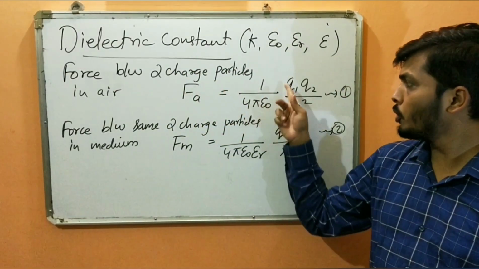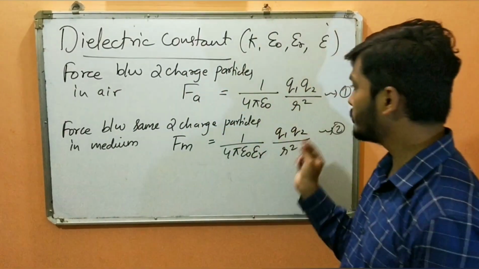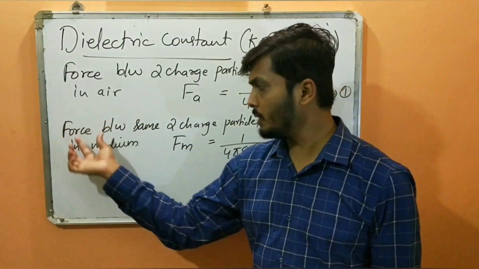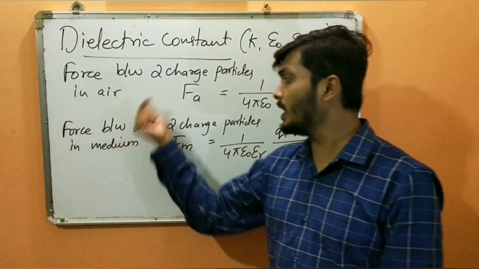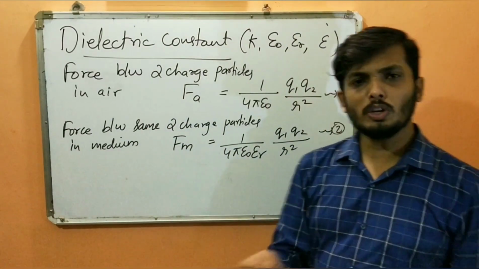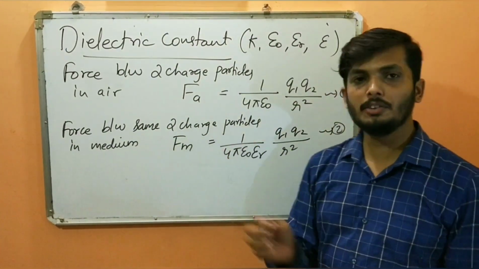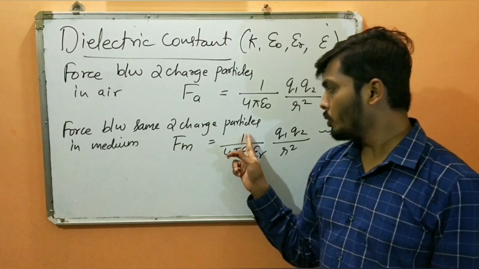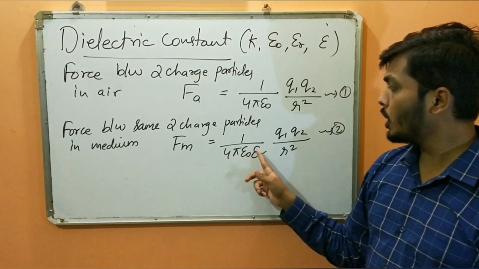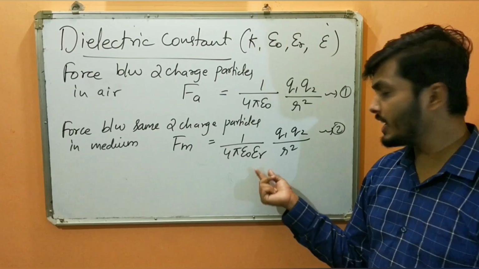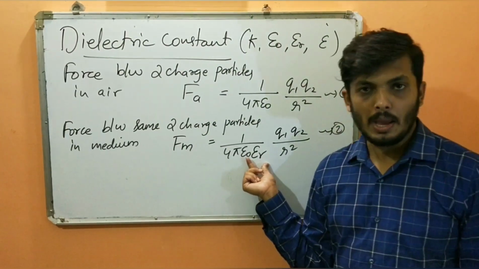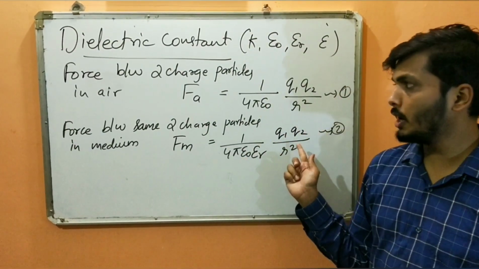I get 1 upon 4 pi epsilon naught Q1 Q2 divided by R square. Again I am placing the same two charges at the same distance but in a different medium. So you change the medium; air will be there everywhere unless you are in a vacuum. So what will I get? 1 upon 4 pi epsilon naught into epsilon naught R, which indicates the permittivity of the medium. So I get Q1 Q2 divided by R square.